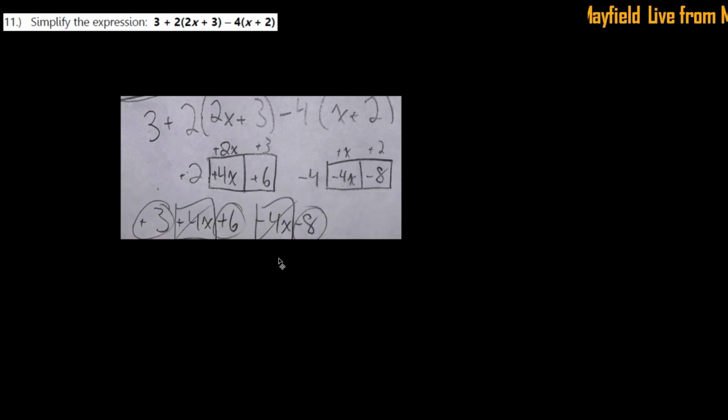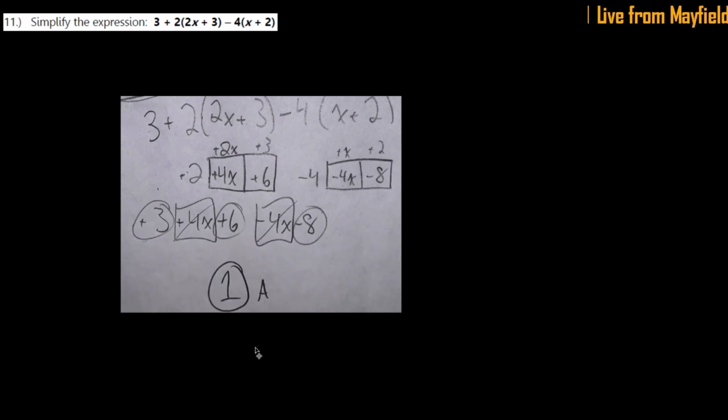Then I have a negative 4 times a positive 1x, different signs, I have negative, and so it's a negative 4x. I have negative 4 times positive 2, which ends up being a negative 8. Again, I write what is inside those boxes as one expression, and so then I group those like terms together. So I do 4x positive and a negative 4x combined cancel out, and then I have 3 plus 6 is 9, 9 minus 8 is 1. So your answer choice would be A.